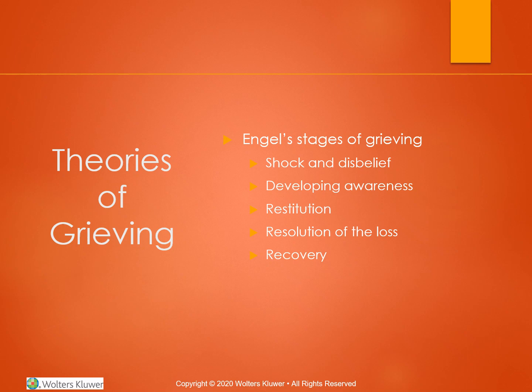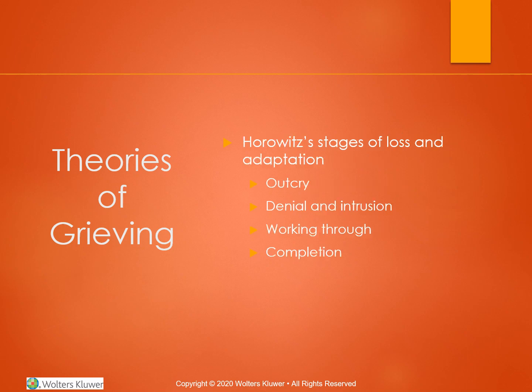Preoccupation is eventually going to start to decline, and then the recovery phase starts. This is where all that preoccupation ends, reflection has occurred, and normal life can start again. And here we've got Marty Horowitz. This individual divided normal grieving into 4 stages of loss and adaptation.